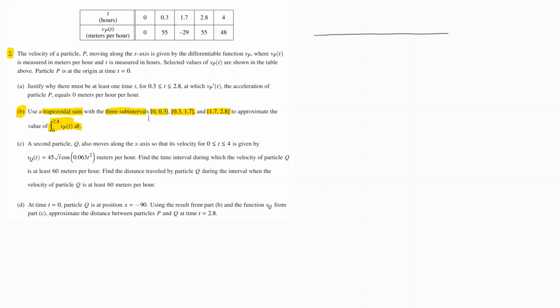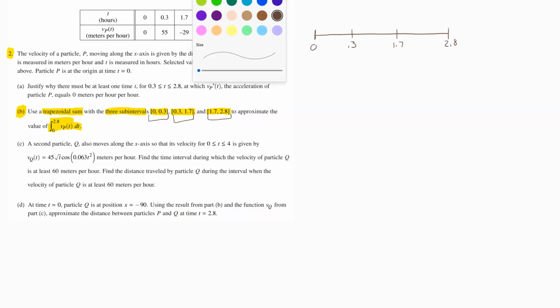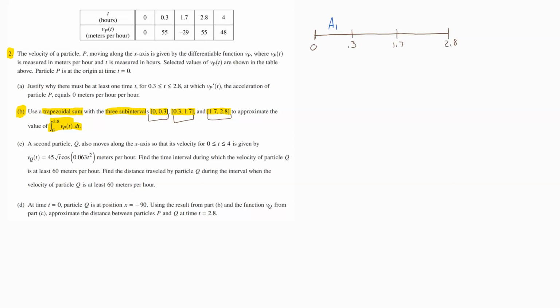So this one's telling us specifically what intervals to label. So I would label my intervals. There's 0. This would be 0.3. Then from 0.3 we would go to 1.7. And then from 1.7, we would end it here at 2.8. And what I generally do is I label that A1, A2, A3. There's my 3 subinterval areas that I need to calculate.